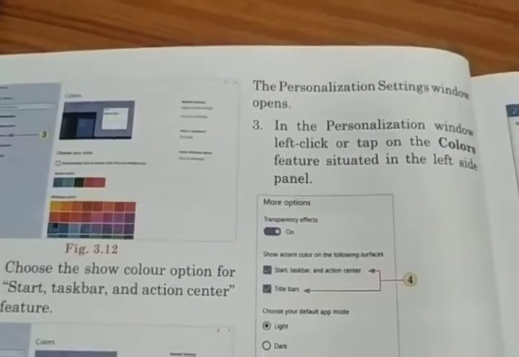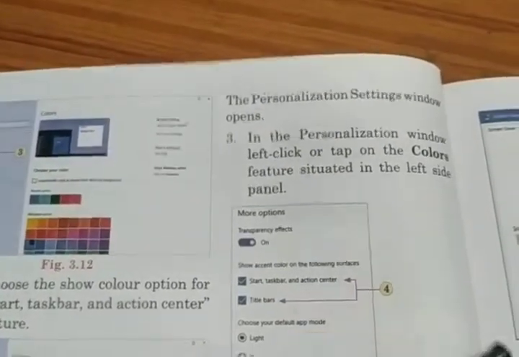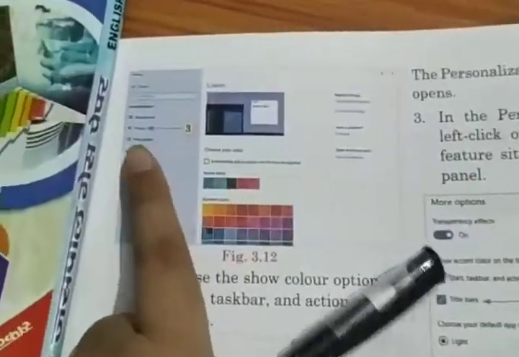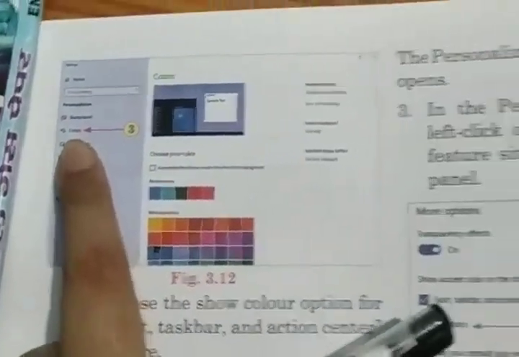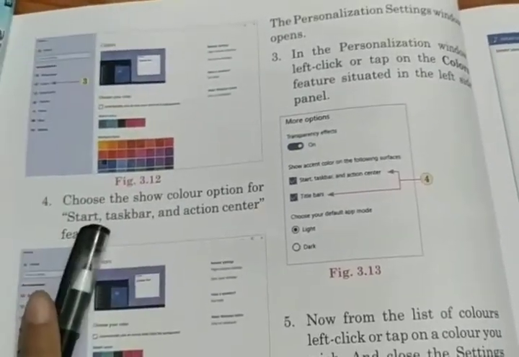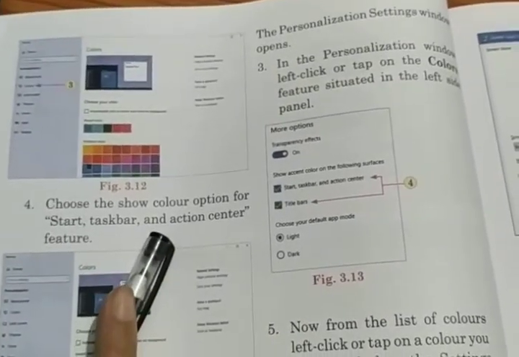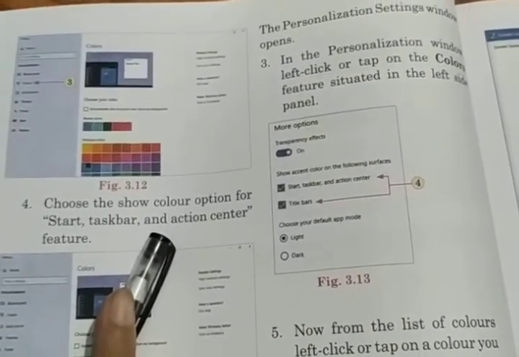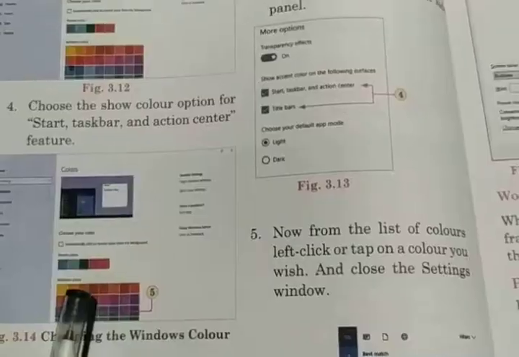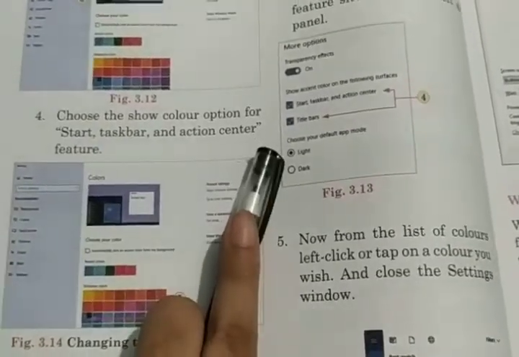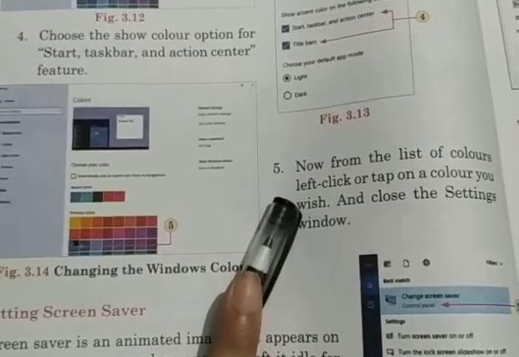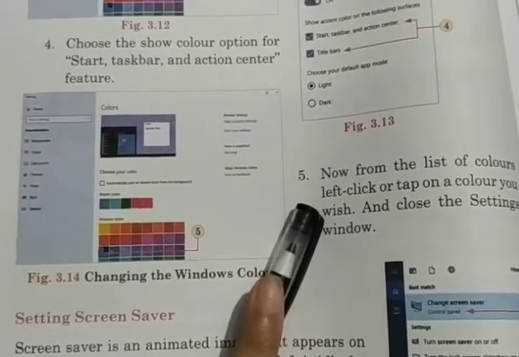Okay, so again your personalization settings window will open. In the personalization window, left click or tap on the colors feature. You see, here is the colors feature, so you will select that, which is at the left side. Now you have to choose the show color option for start, taskbar and action center feature. Okay, so you have to click on this, and then here you can choose the default app mode, like light or dark. These themes are now even available in phones, like light theme and dark theme.